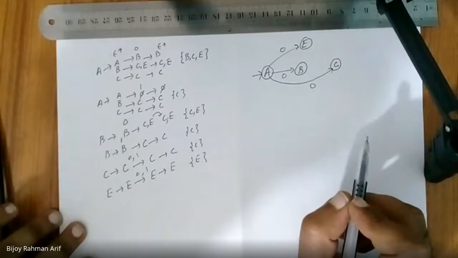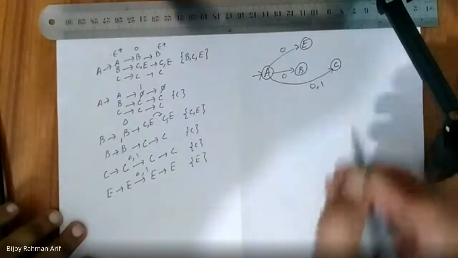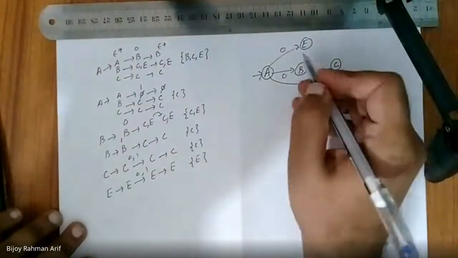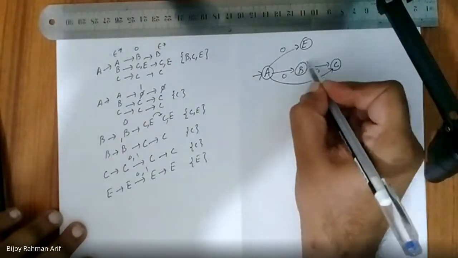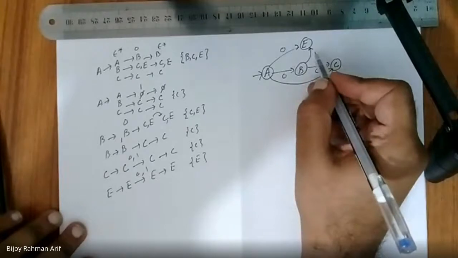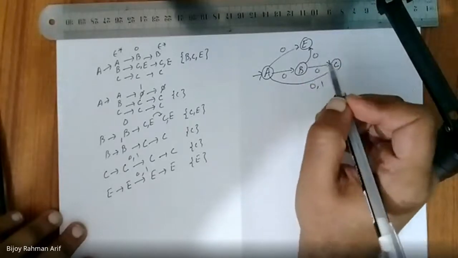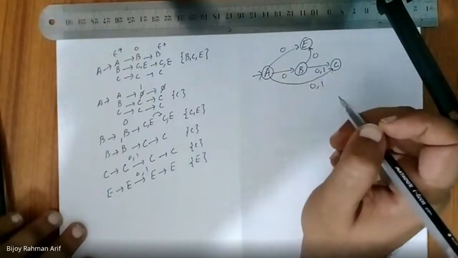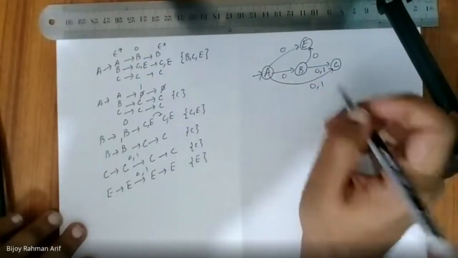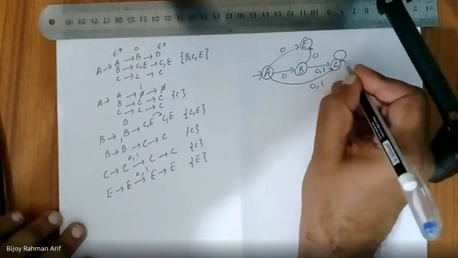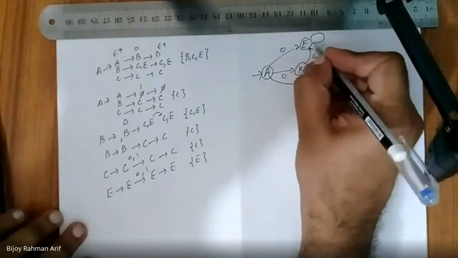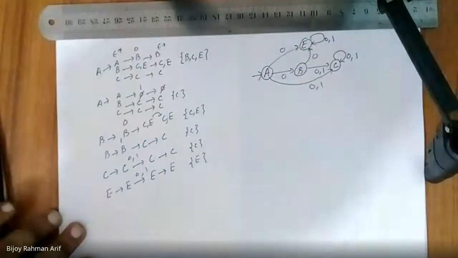A saying 1 should go to C. B saying 0 should go to C. B saying 1 should go to C. C saying 0 or 1, both cases C, self float. E 0 1 should go to C. What would be the final state of this?